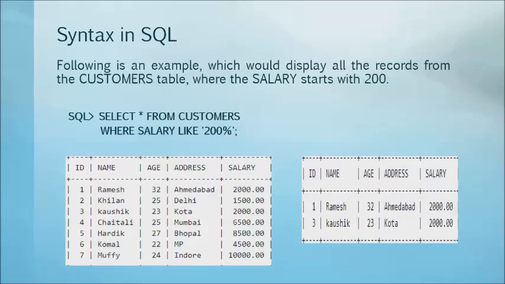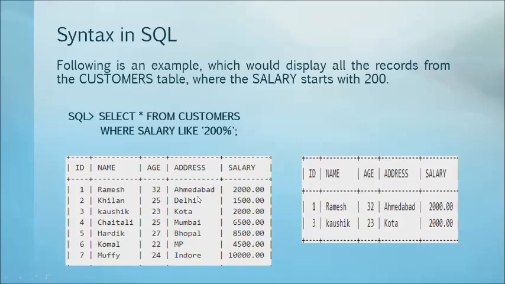Following is an example which would display all the records from the customers table where salary starts with 200. So we will only be retrieving those values whose salary is like 200. So the SQL statement would be select asterisk from customers where salary like single quote, 200%. So from our customers table, let's see which salary is like 200.